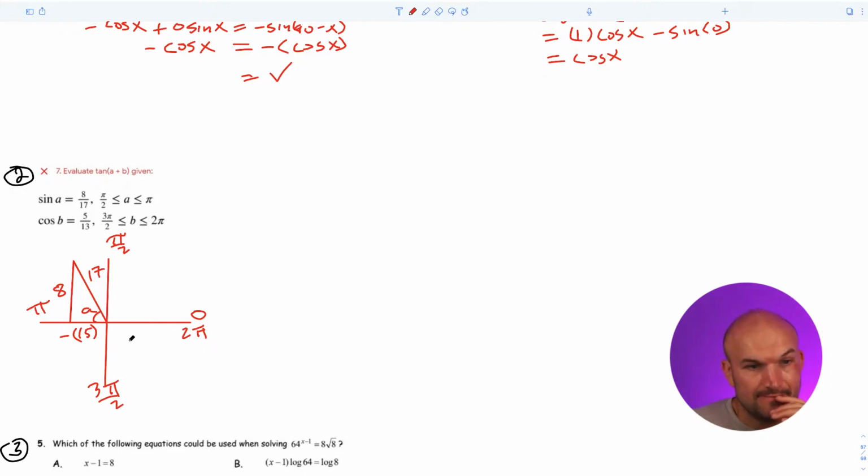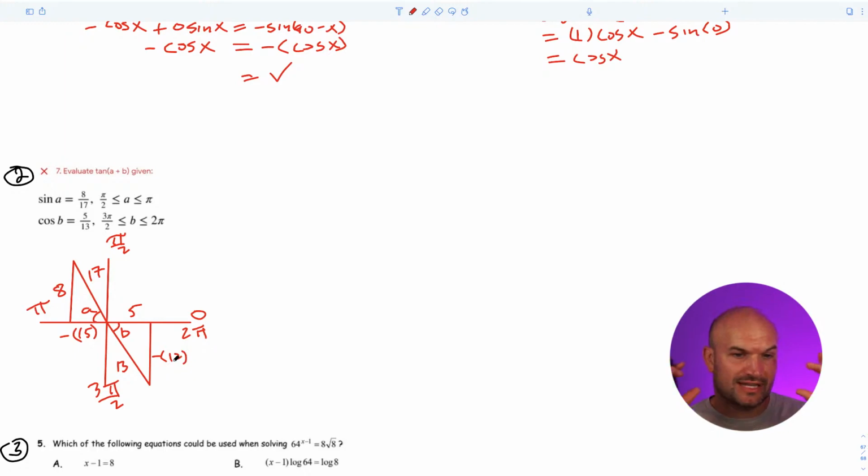Now over here we have B, and that is between 3 pi halves and 2 pi, so that's going to be over here. We'll call that angle B. And then we have 5 over 13, and this is a Pythagorean triple, at least I remember. That's going to be 13, which means that's going to be 12. But again, since we're going down, that's the 13, and that's going to be a negative 12.